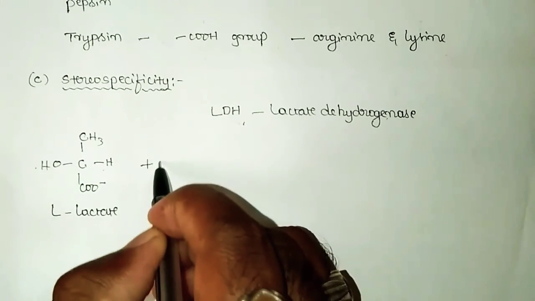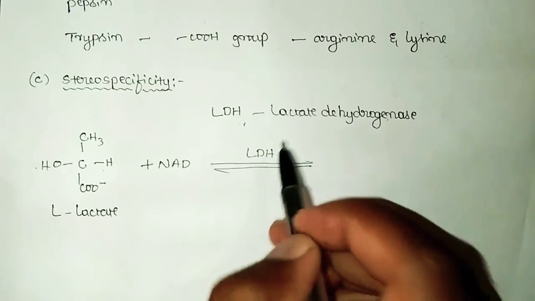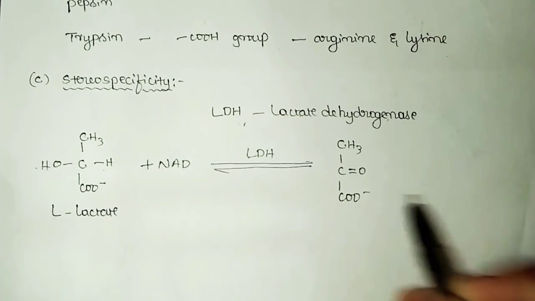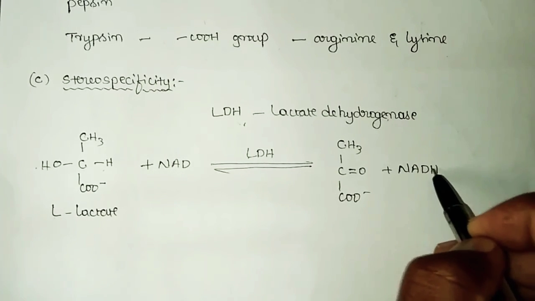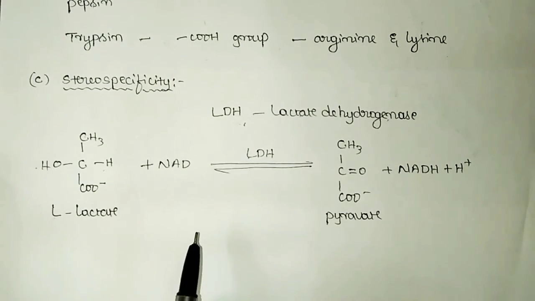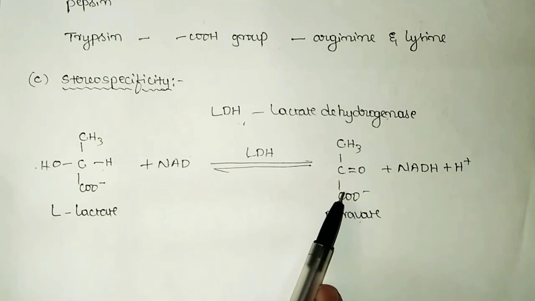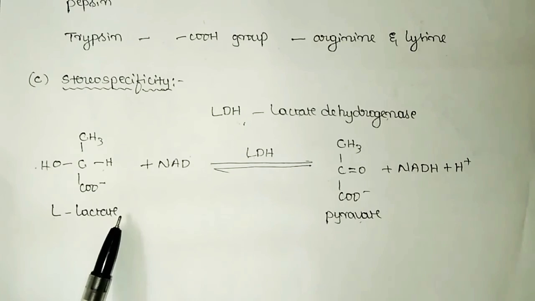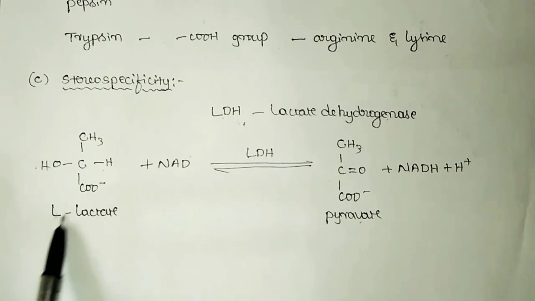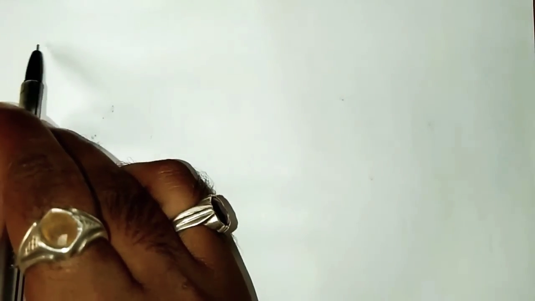So when this L-lactate is reacted with NAD, which is the receptor, in the presence of the enzyme LDH, that is lactate dehydrogenase, it results in the formation of this one, with the production of the reduced form of the receptor, that is NADH and H+. And this is the pyruvate molecule. You can observe the reaction is reversible in nature. When the pyruvate molecule reversibly changes to lactate, in the presence of LDH it will produce L-lactate only, but not D-lactate. So here you can observe the specificity of this LDH towards a particular configuration, that is L configuration. In the previous case, I described the stereospecificity towards a particular configuration.